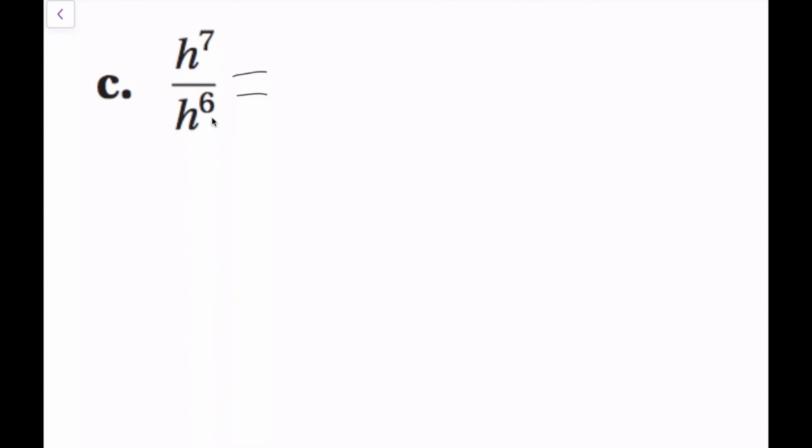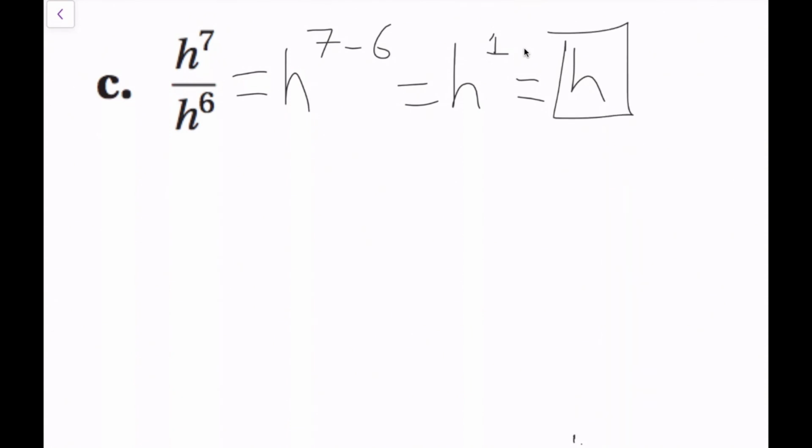So I can just rewrite this, because we have the same base. Doesn't matter if it's a number base or a variable base. I can rewrite this as h to the 7 minus 6 power, and 7 minus 6 is 1, so this is h to the 1st power. But h to the 1st power just means 1h, so that really is just h. Now I believe if the book asks for exponent form, you might have to put h to the 1st power, but that does simplify to h.